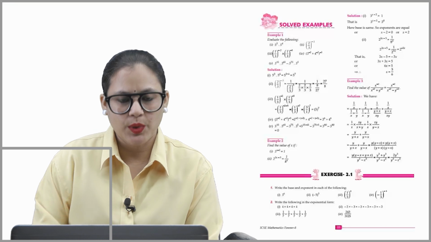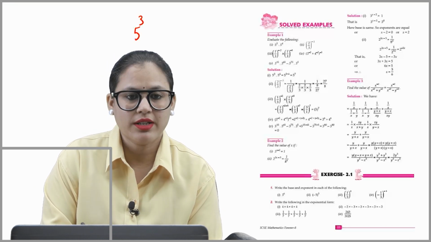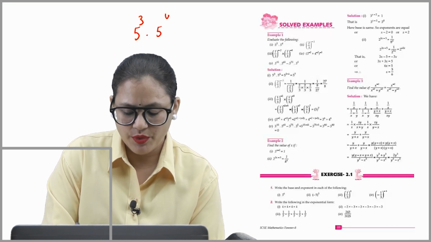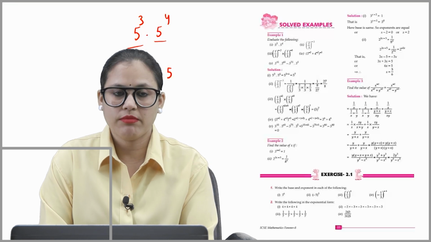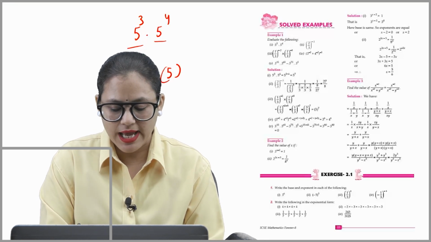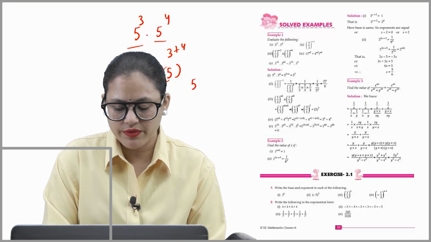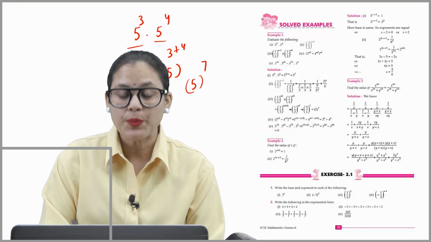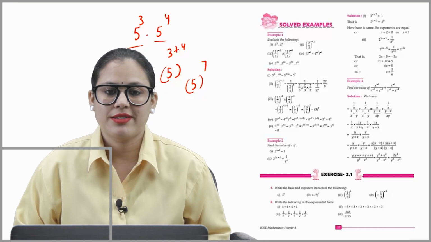Example 1, evaluate the following. 5 raised to the power 3 into 5 raised to the power 4. The bases are the same, so we will add the powers, that is 5 raised to the power 3 plus 4, which is 7. That is 5 raised to the power 7.